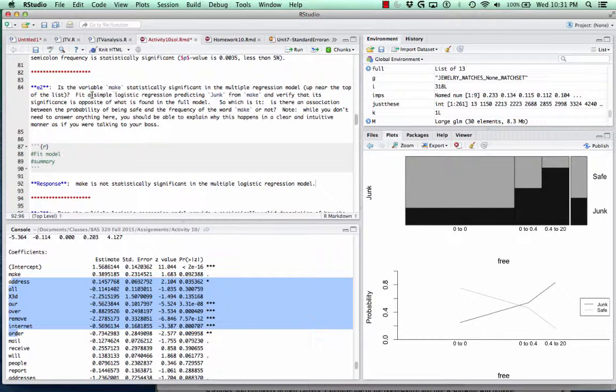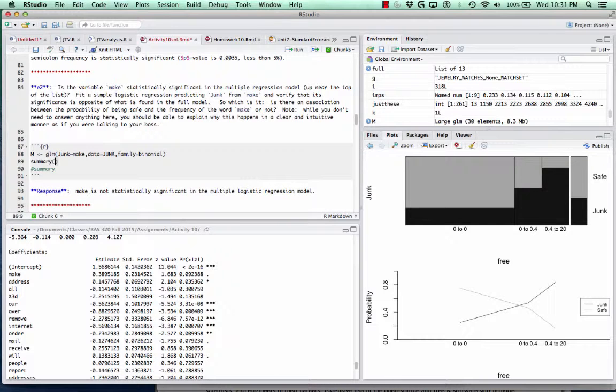Okay, so we are asked to also fit a simple logistic regression predicting the probability from the frequency of make. So I can fit that model. And what we'll see is that we get kind of a contradictory result here. So I'll get a summary of that model.